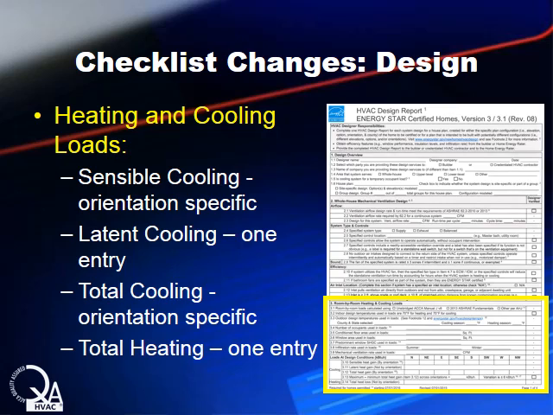And because sensible and latent equal the total cooling, and because sensible has potential for a wide variety of values, the total cooling values are orientation specific. For heating, much like latent, it's not impacted by the orientation of the home, so there is only one entry for the total heating load.